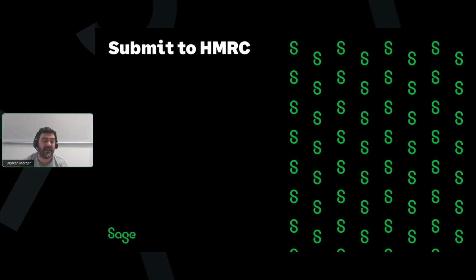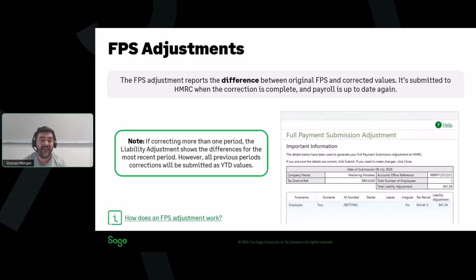Now, once you've completed the correction, at that point, you'll be in a position to report that correction to HMRC, and that would be done via submitting an FPS adjustment. So similar to an FPS, it contains the same information, but rather than reporting the full figures for that pay run, it will report the difference between the original FPS submitted and the corrected values. You need to do this once a correction is complete and payroll is back up to date. So at the point your last updated date and last FPS date are the same, you're then ready to send an FPS adjustment.